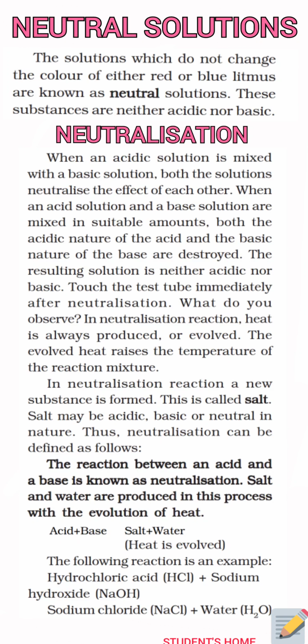Some other natural indicators of acidic or basic nature, other than our litmus paper, there are two main natural indicators. One is turmeric and the other one is China rose petals.